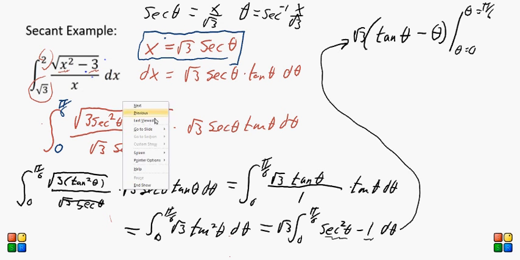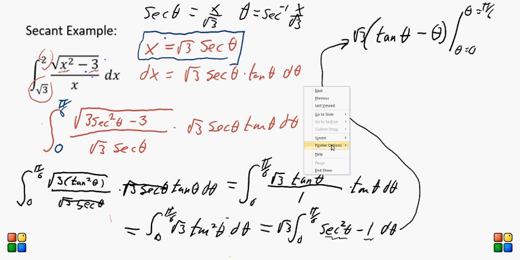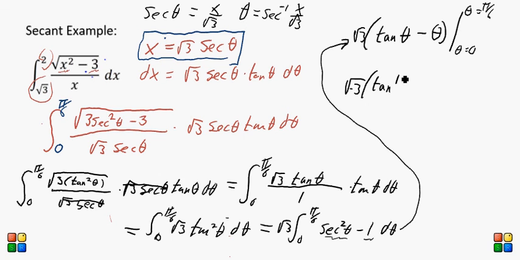But let's finish up this problem. One more step to go. We're almost there. So I'm going to evaluate. I'll plug in pi over 6, and I'll get tangent of pi over 6 minus the square root of 3 times pi over 6, and I'll plug in 0, but the tangent of 0 is 0, minus 0, that's going to be 0.